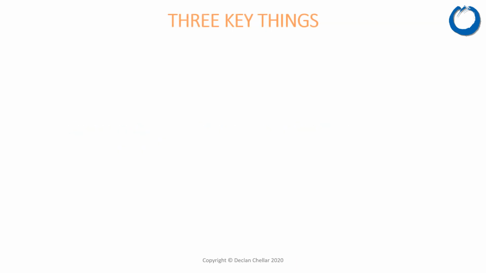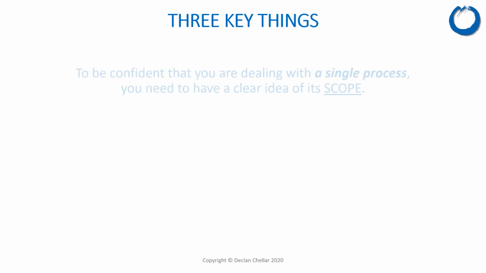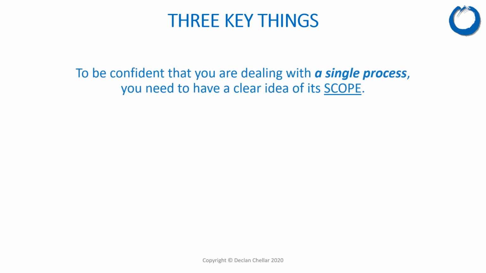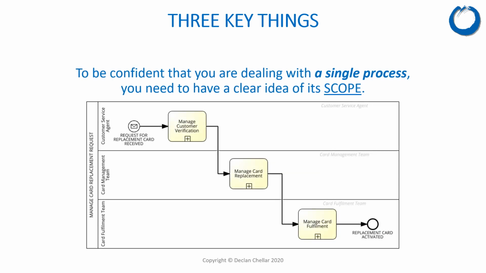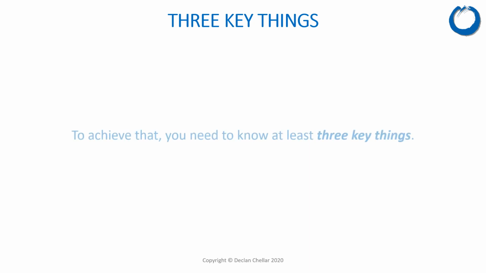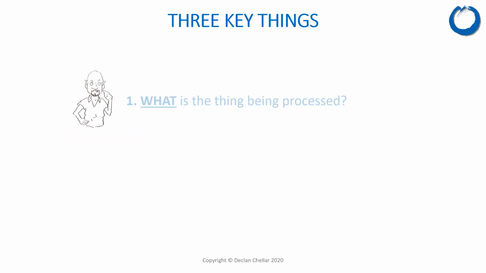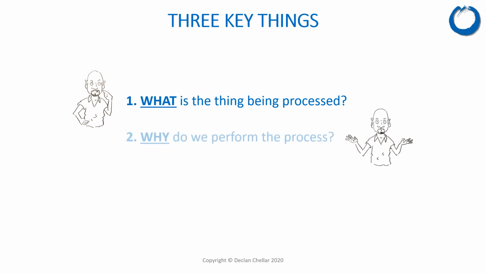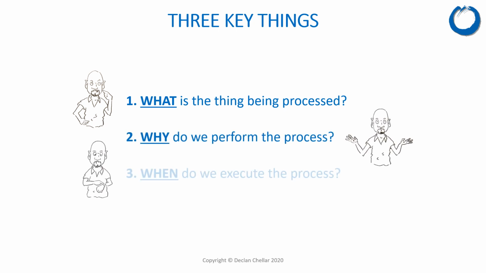3 key things. To be confident that you're dealing with a single process, you need to have a clear idea of its scope. To achieve that, you need to know at least 3 key things. What is the thing being processed? Why do we perform the process? When do we execute the process?